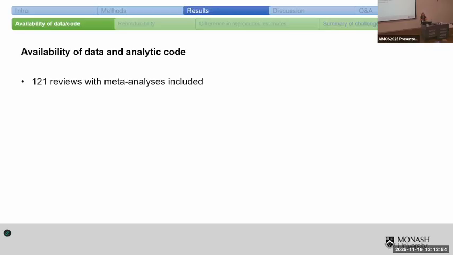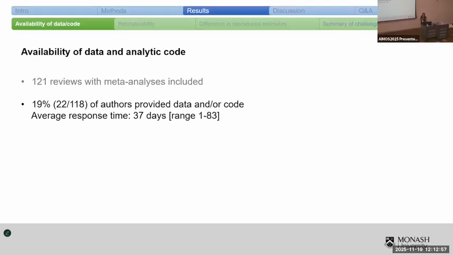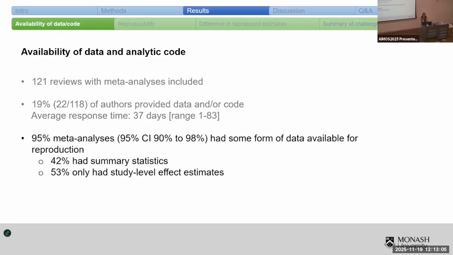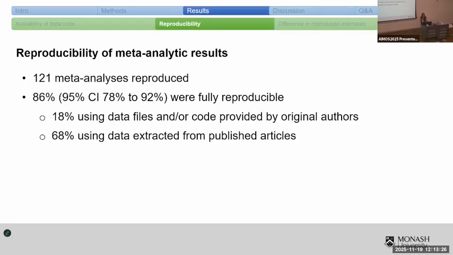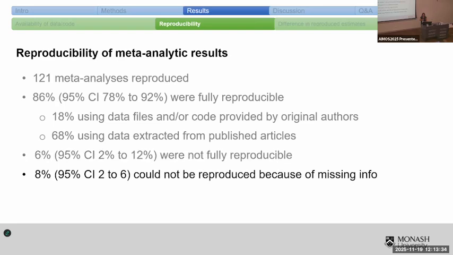We have 121 meta-analyses. About 20% of the authors we contacted actually replied with some useful information for us. And 95% of our meta-analyses had some form of data available. Some of them only had study-level effect estimates, which is not ideal, but okay, we can work with that. And only 17% of meta-analyses had the code available. I have to stress that only 2% of them had it publicly available to us. So 86% of them were fully reproducible, 6% were not fully reproducible, and 8% couldn't be reproduced at all.